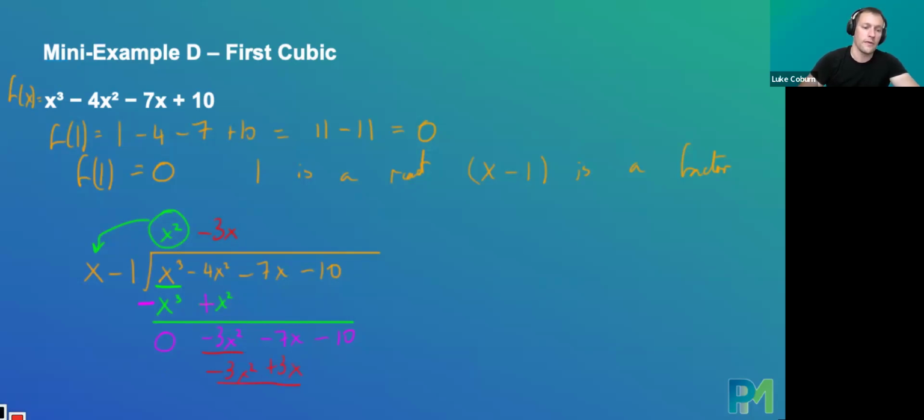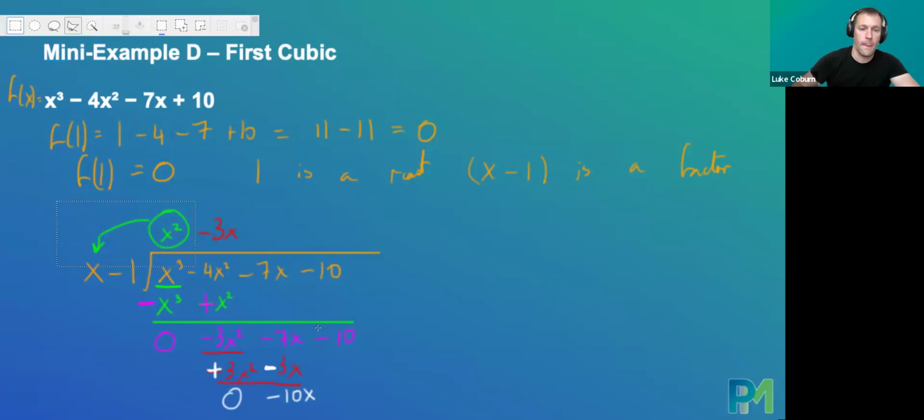And then what happens now? We subtract. Okay, so if we're going to subtract, I'm going to change these signs. This will become plus, and then this one here will become a minus. Okay, so then this gives me a 0. This becomes a minus 10x. I just want to move all of this up.